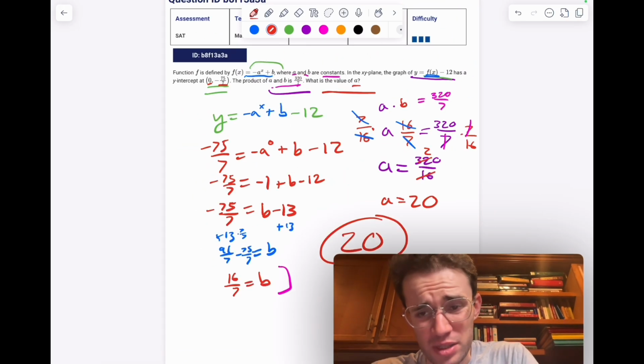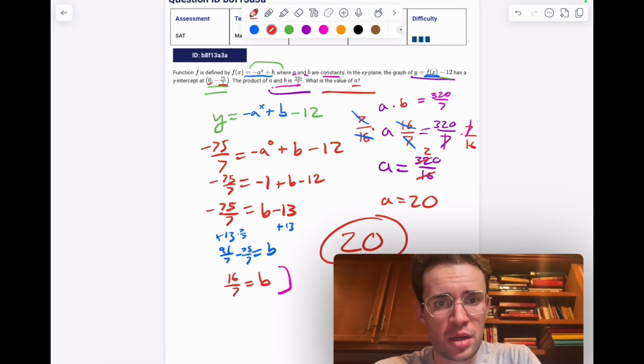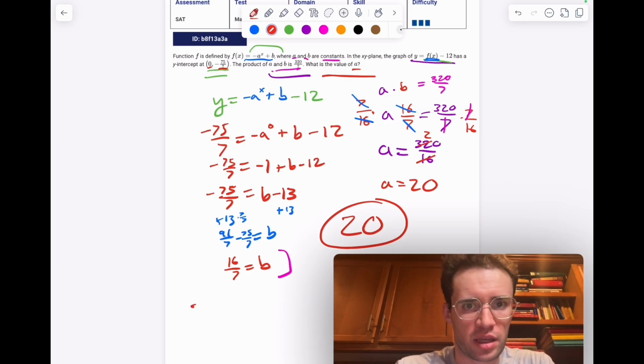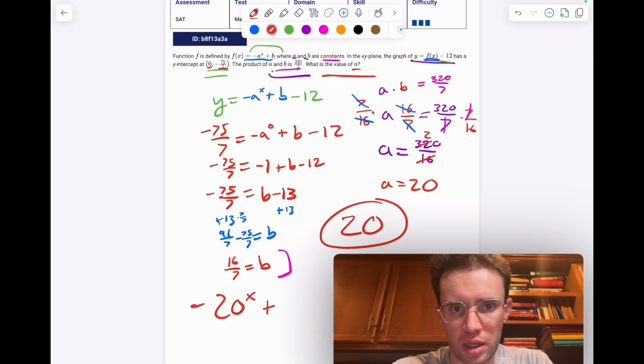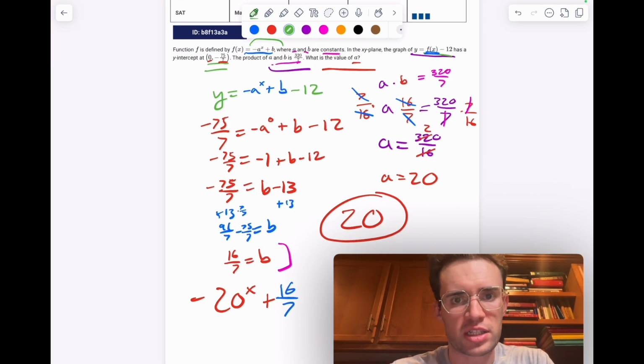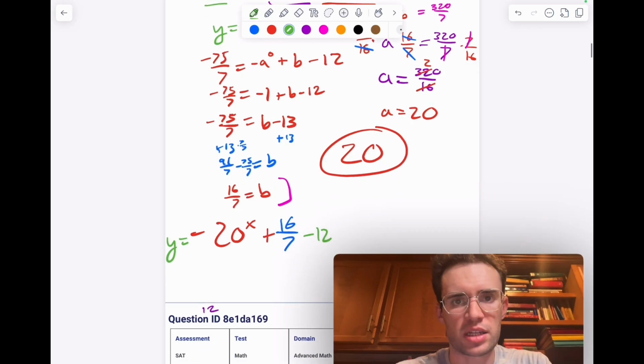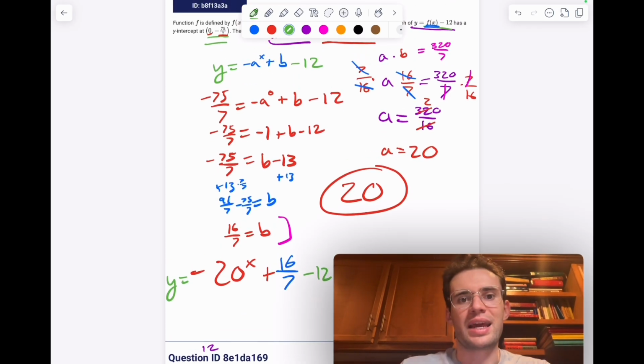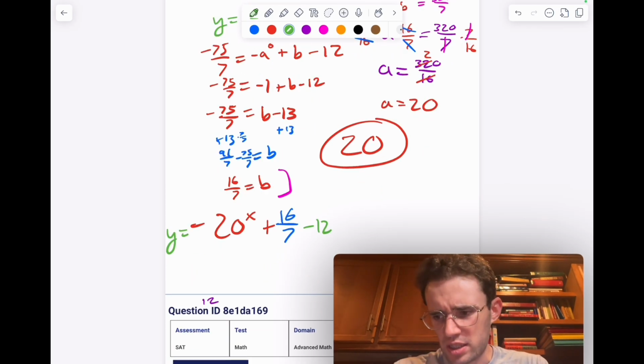And I guess you could check this with Desmos. If you want to type it in, just do that initial function. You'd say negative 20x plus, what is our b value we found? 16 sevenths. And that would be f of x. And we're subtracting 12 from that to get this y value here. And they said the y-intercept is supposed to be 0, negative 75 sevenths. I don't know if it will give it as a fraction, but let's see.